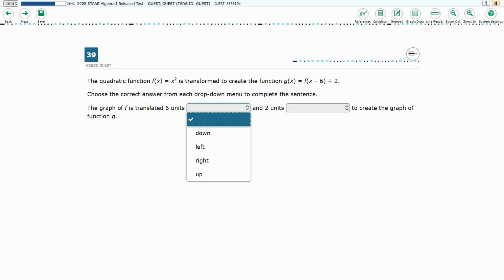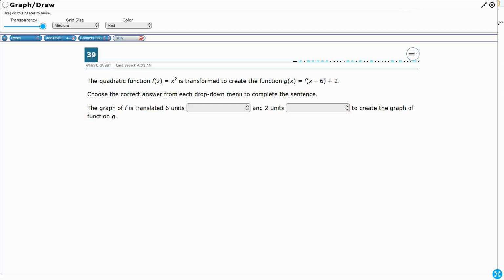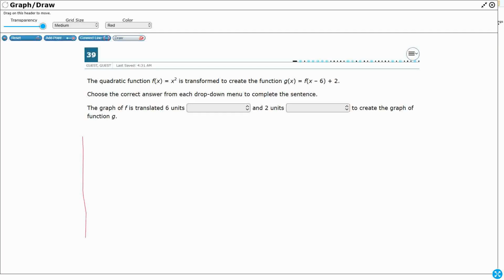All right, so we've got a 2-point problem here, and if we select one and try to move on, it will give us that error message. We need to have an answer selected for both of these. And we've got a quadratic function, f of x equals x squared. So this is what we call a parent function. What is just the standard function going to be? All right, so this is going to be f of x equals x squared. That's your most basic quadratic function.